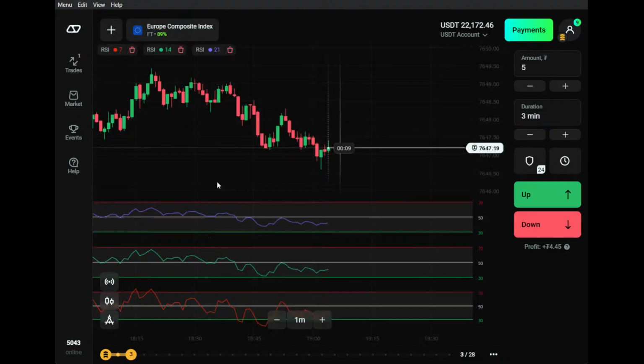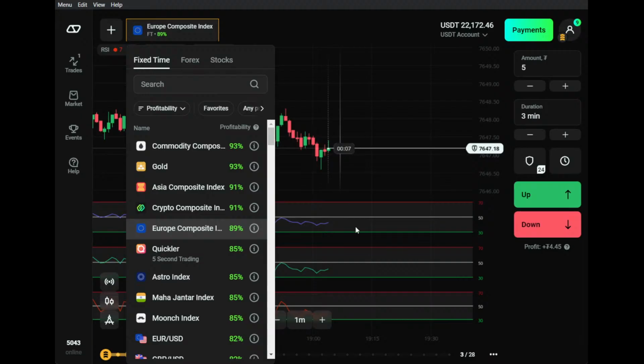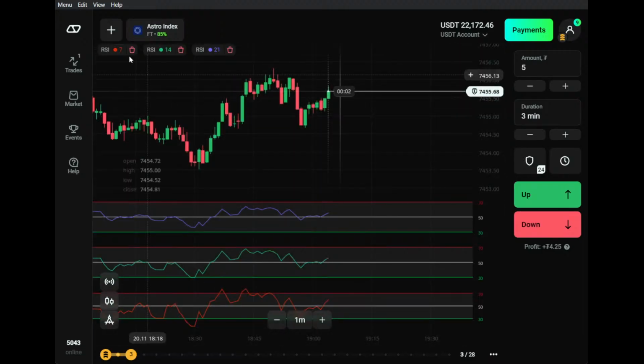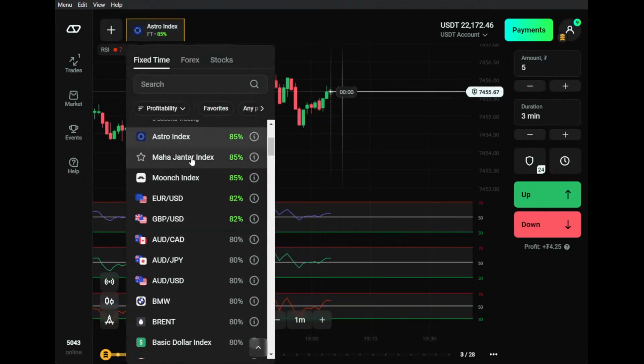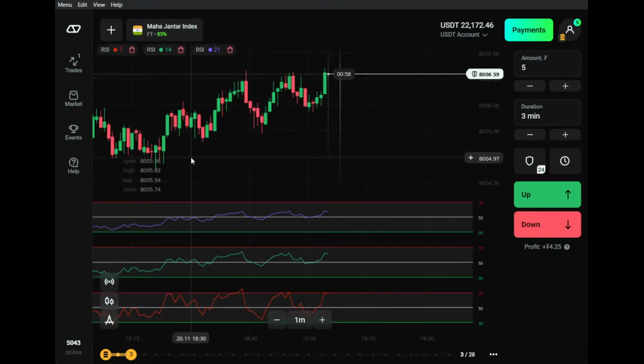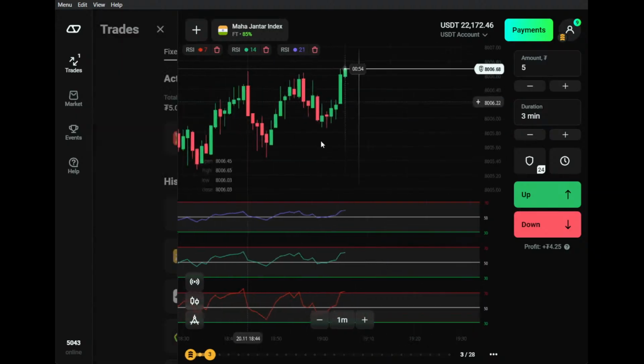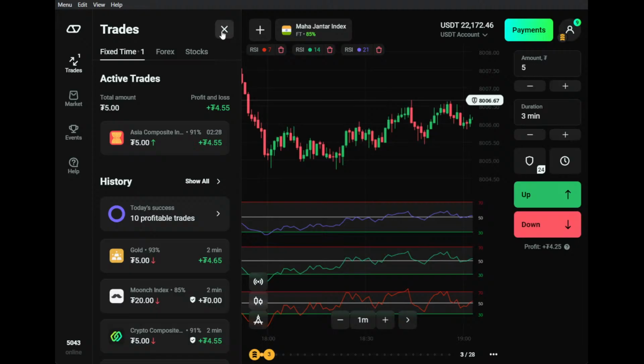And if we are investing our hard-earned money and we want some output out of it, and we are looking at it as a second source of income, then I think this is a good strategy to check, to try, and then to trade. Here also we are getting a signal. Right now we have one trade active in Asia Composite for $5.